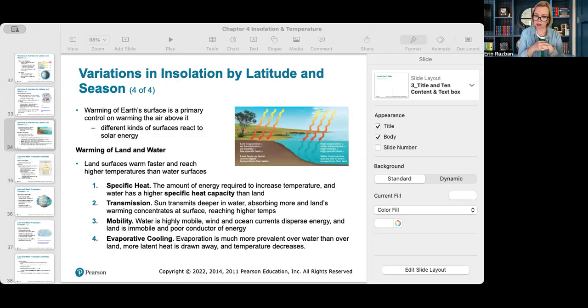Now, here's something crucial to remember. Land heats up and cools down much faster than water and to a greater degree. But why? There are four main reasons for this difference.